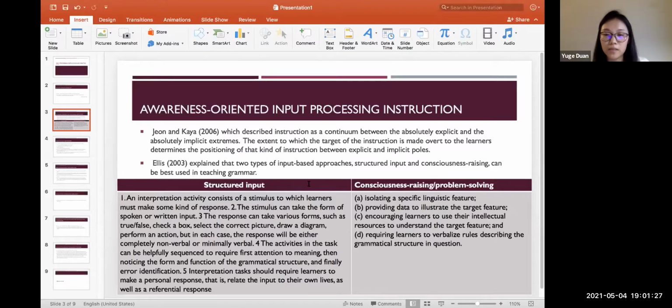Another type is the consciousness-raising or problem-solving approach. In this approach, a specific linguistic feature will be isolated, and students will be encouraged to use their intellectual resources to understand that target feature. Learners will also be required to verbalize rules describing the grammatical structures in question. Okay, so this is how the input-based approach is applied in studies about grammar.